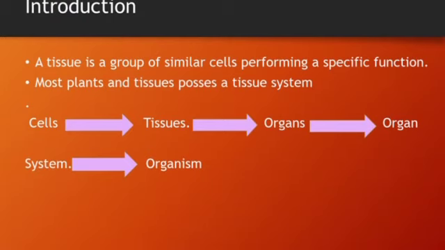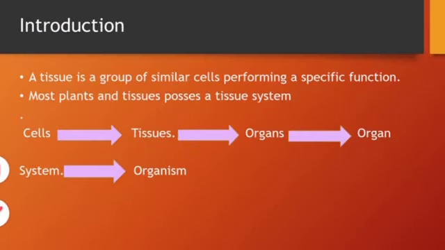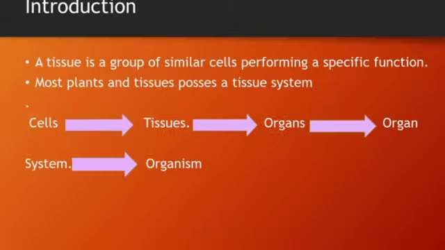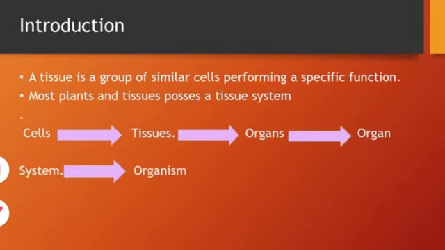Let us first understand what tissue means. A tissue is a group of similar cells performing a specific function. Means a group of cells together perform a specific function and together they form tissues. Most plants and animals possess a tissue system.